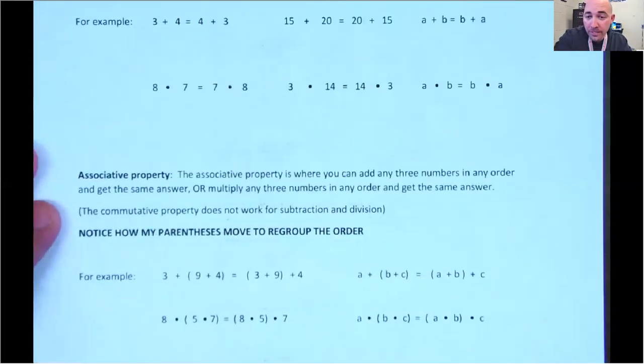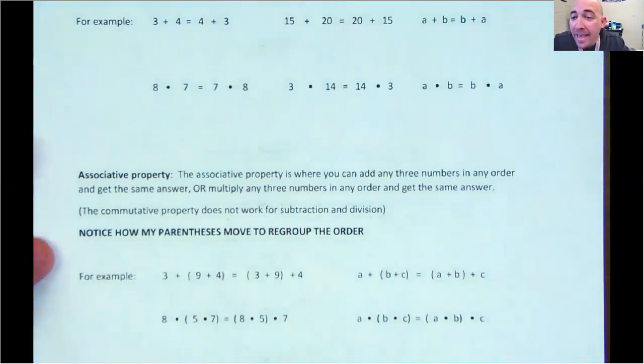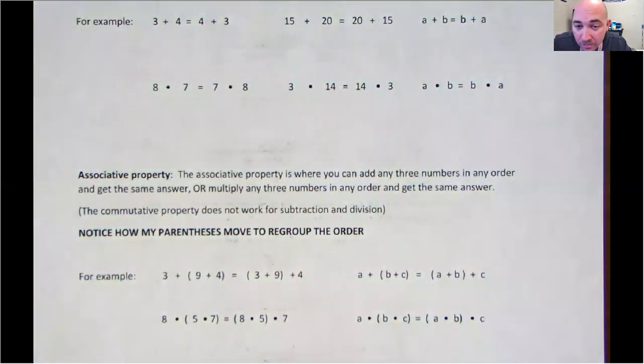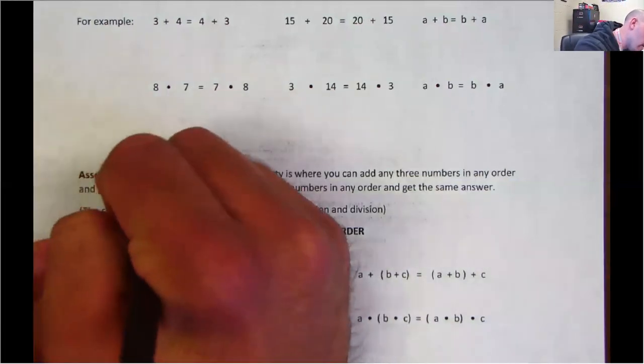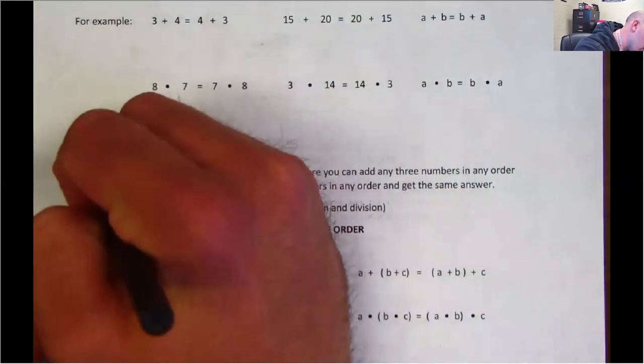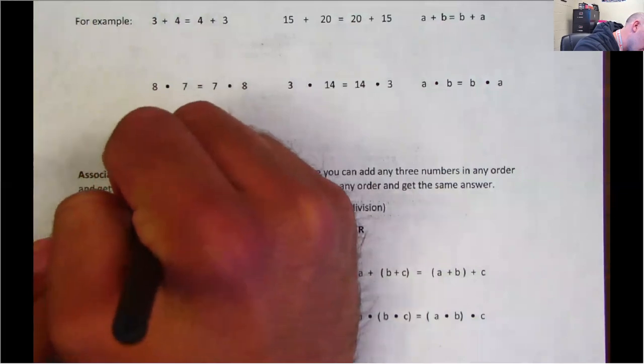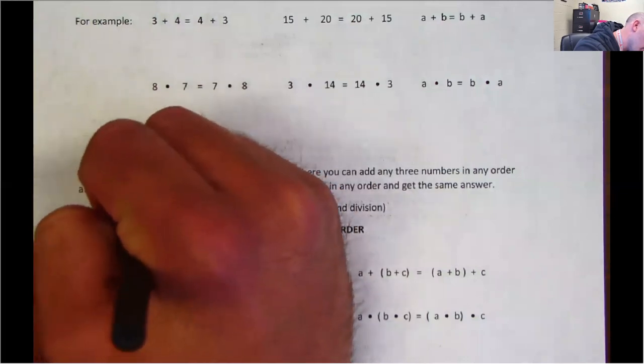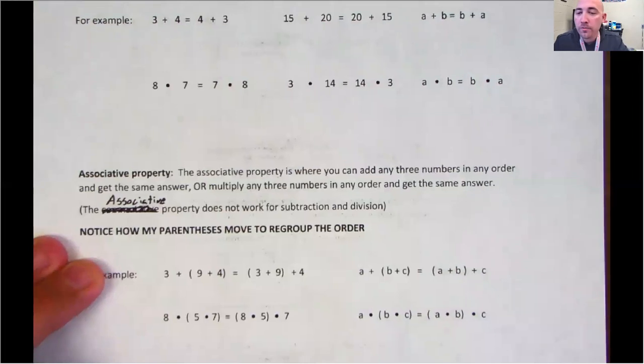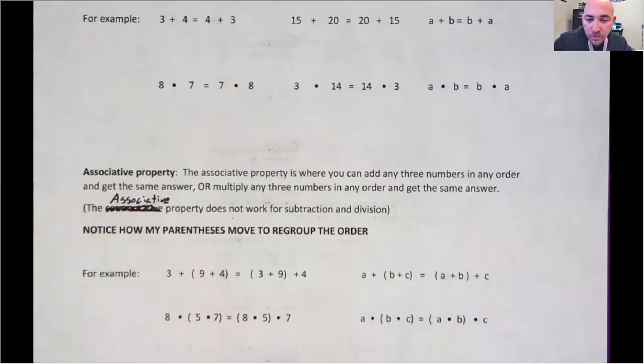The associative property is where you can add any three numbers in any order and get the same answer. Or you can multiply any three numbers in any order and get the same answer. Again, oh, I should have put this, I'm sorry. This should say the associative. So the associative property does not work for subtraction and division.